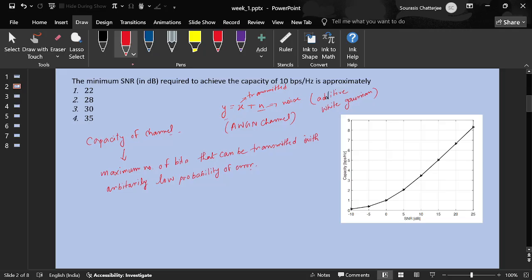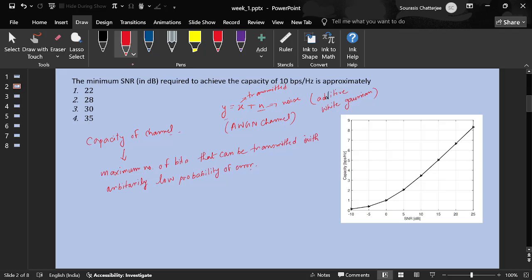It does indicate the number of bits you are able to transmit, that's true, but there is a catch in that. It is a maximum number of bits that can be transmitted with arbitrarily low probability of error. So what does it exactly mean when I say the low probability of error? That means you are almost always able to retrieve what is being transmitted. So that is what the capacity of channel denotes. That maximum number of bits you can transmit with arbitrarily low probability of error.